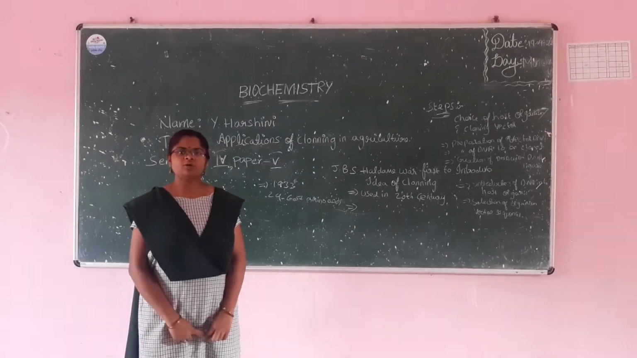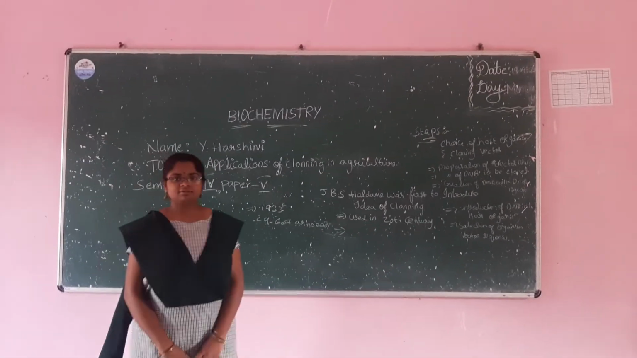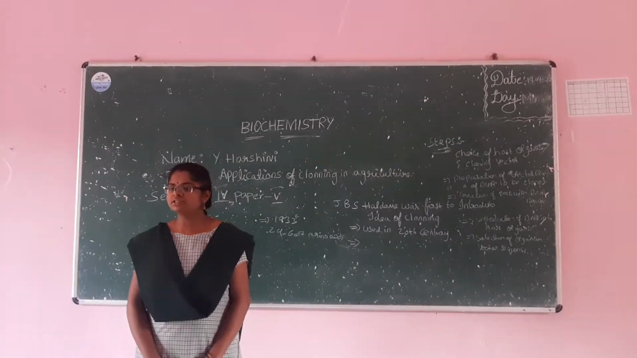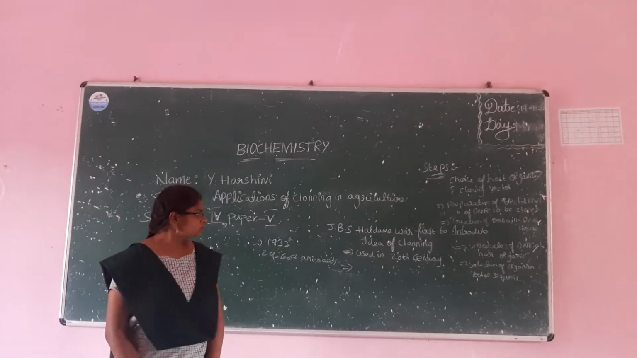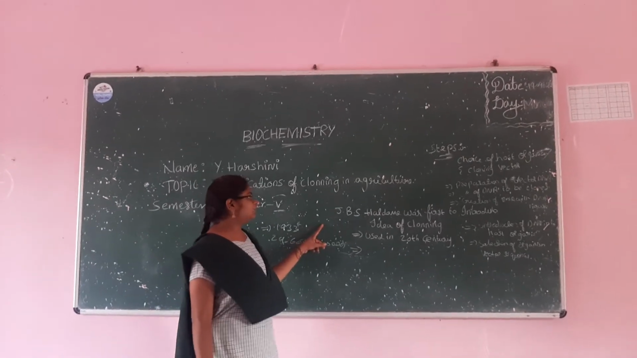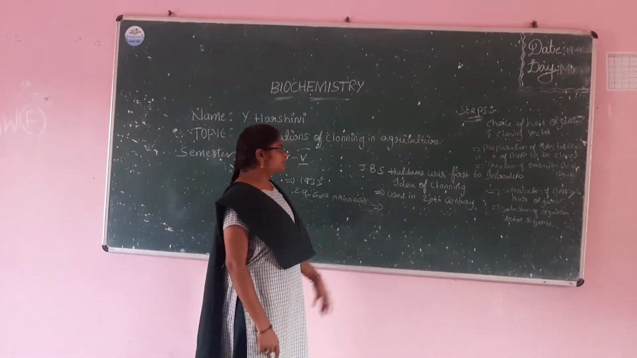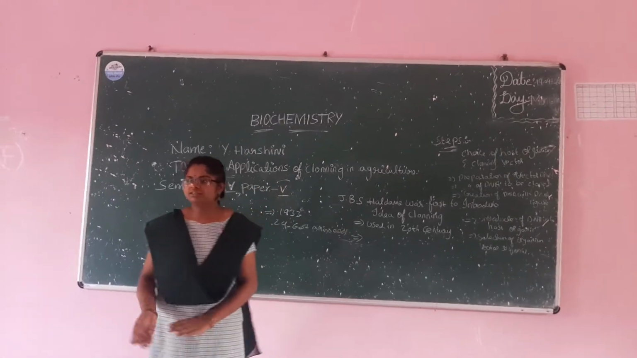Today, my topic is about applications of cloning in agriculture. The contents: gene addition, gene subtraction, problems in genetically modified crops. The idea of cloning was first introduced by J.B.S. Haldane, and it was used in the 20th century.